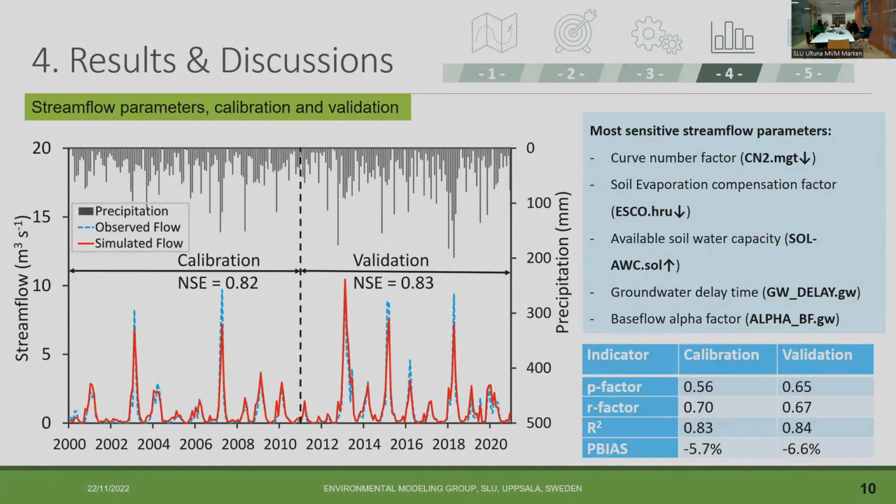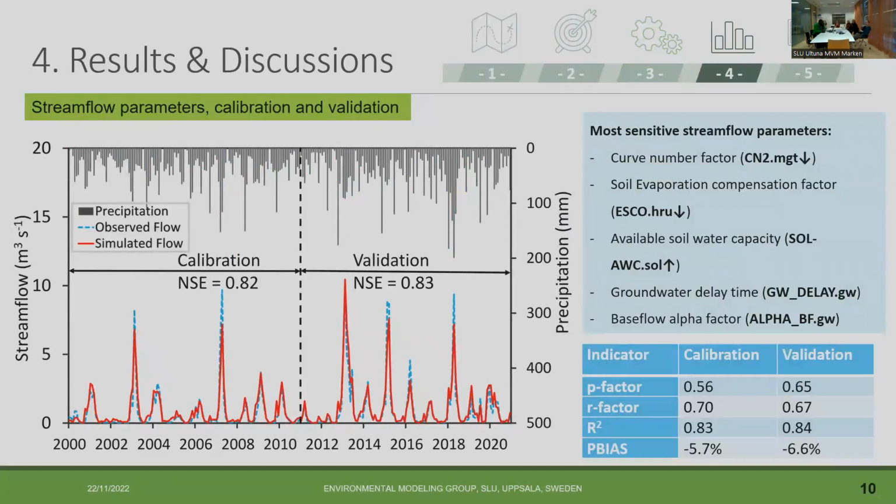Among those parameters that we identified as sensitive for the stream flow calibration was the curve number, which influences the flow of the runoff. And this area being Mediterranean, there is very high evapotranspiration, so we also had the soil evaporation compensation factor. And then the groundwater parameters were also highly sensitive for our area.